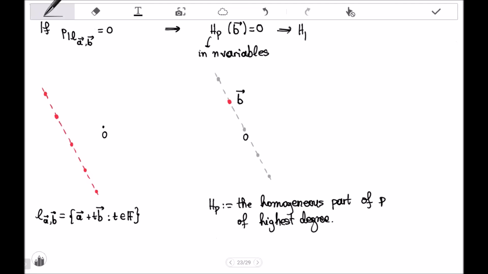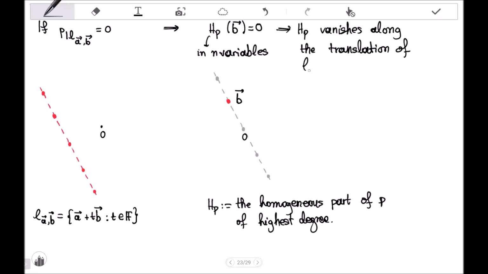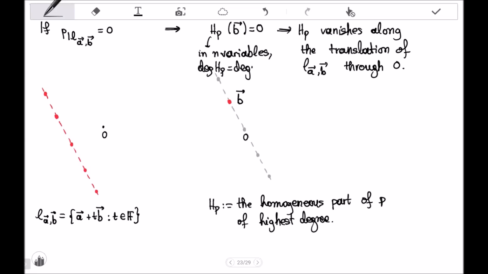So it must vanish along this whole line through 0. So H_P vanishes at all points of the translation of L through 0. Okay. And something, of course, to notice is that it has the same degree, this polynomial, as the one we started from. So the degree of H_P is just the degree of P, because it was just the highest degree monomials together.